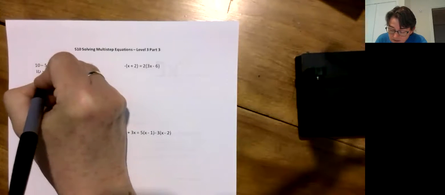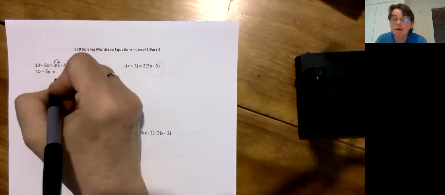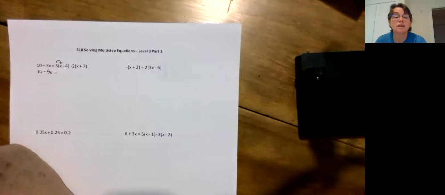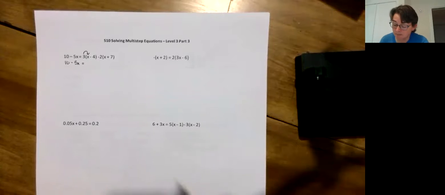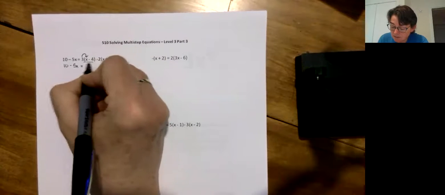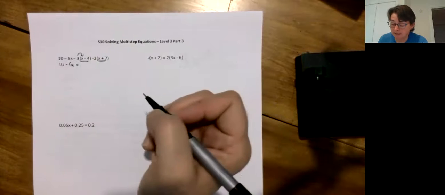10 minus 5x. I'm also going to do it in this video, unlike most of my other ones, the way I would, and show you when you can actually do steps at the same time. So here's a multiplication to do. Here's a multiplication to do. We can do both of those at the same time.